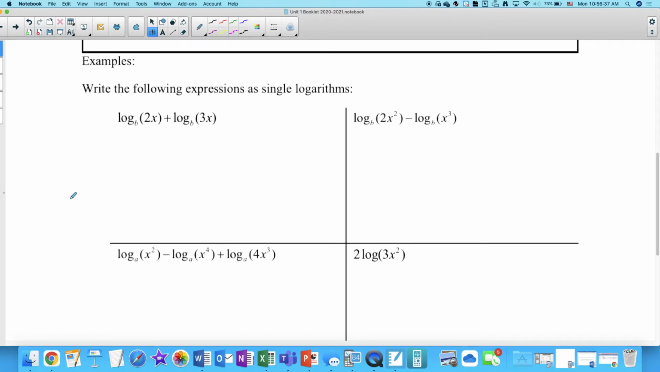Okay? So for example, write the following as a single logarithm. Here we are adding these two logarithms together. And the base is the same, that's important. So this is going to be 2x times 3x. And then, of course, we want to simplify that. So 2x times 3x, how would that simplify? 6x squared. Exactly. Right? So 2 times 3 is 6. x times x is x squared. Exactly.